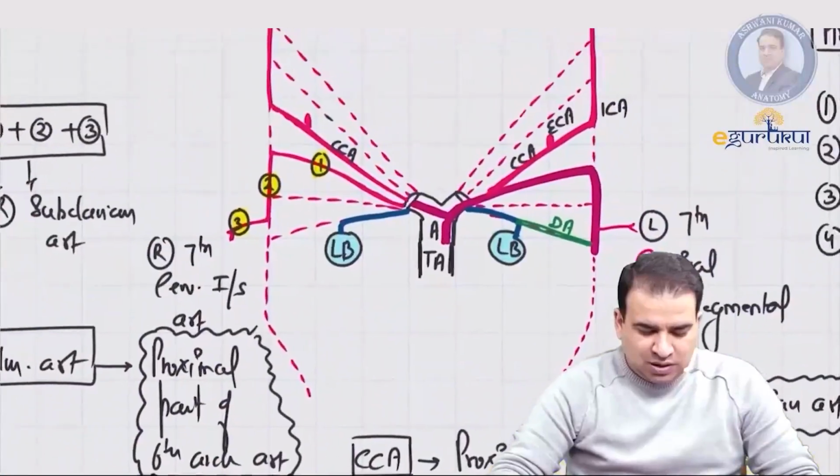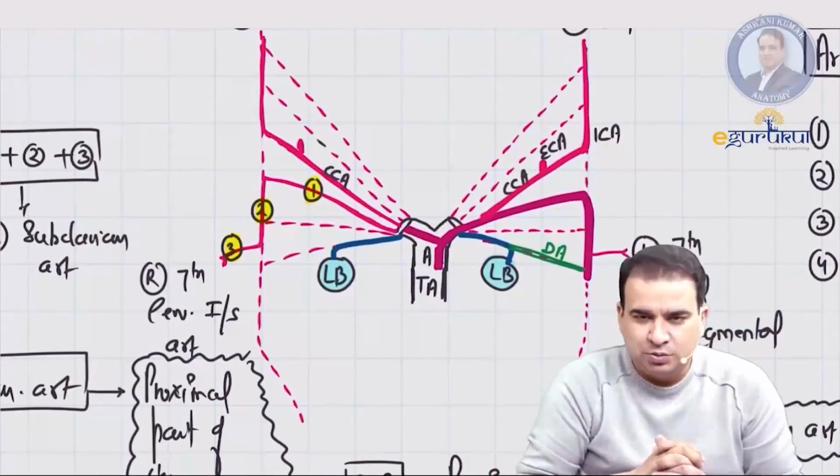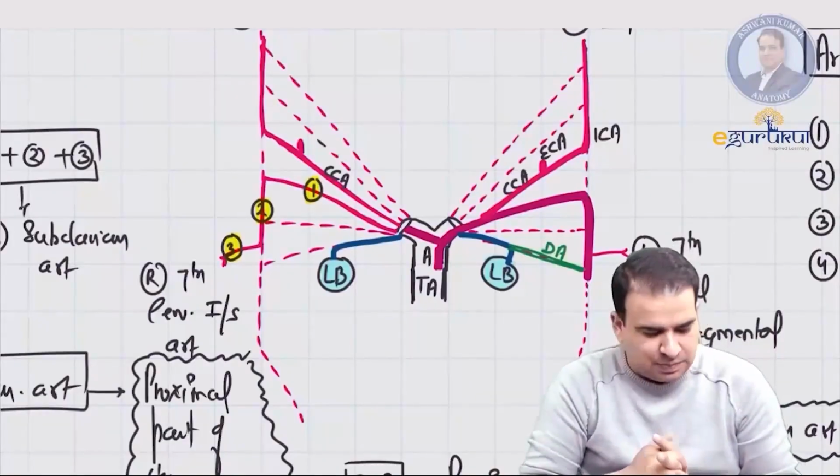So guys, this is about the development of all the major arteries coming from the arch of aorta and the two branches from the pulmonary trunk as well. That is the pulmonary arteries.